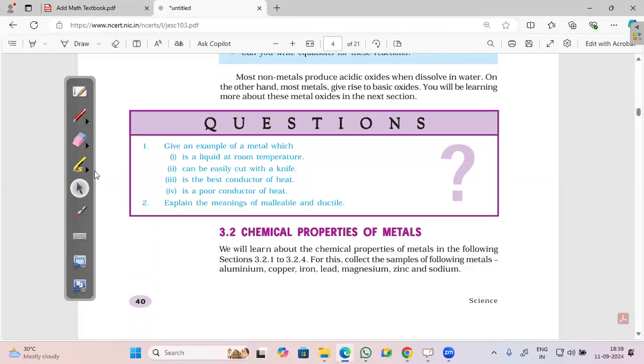Give an example of a metal which is liquid at room temperature. Mercury. Next one: which metal can be easily cut with a knife? Sodium. Sodium and potassium. Yes, sir. Then, which is the best conductor of heat?